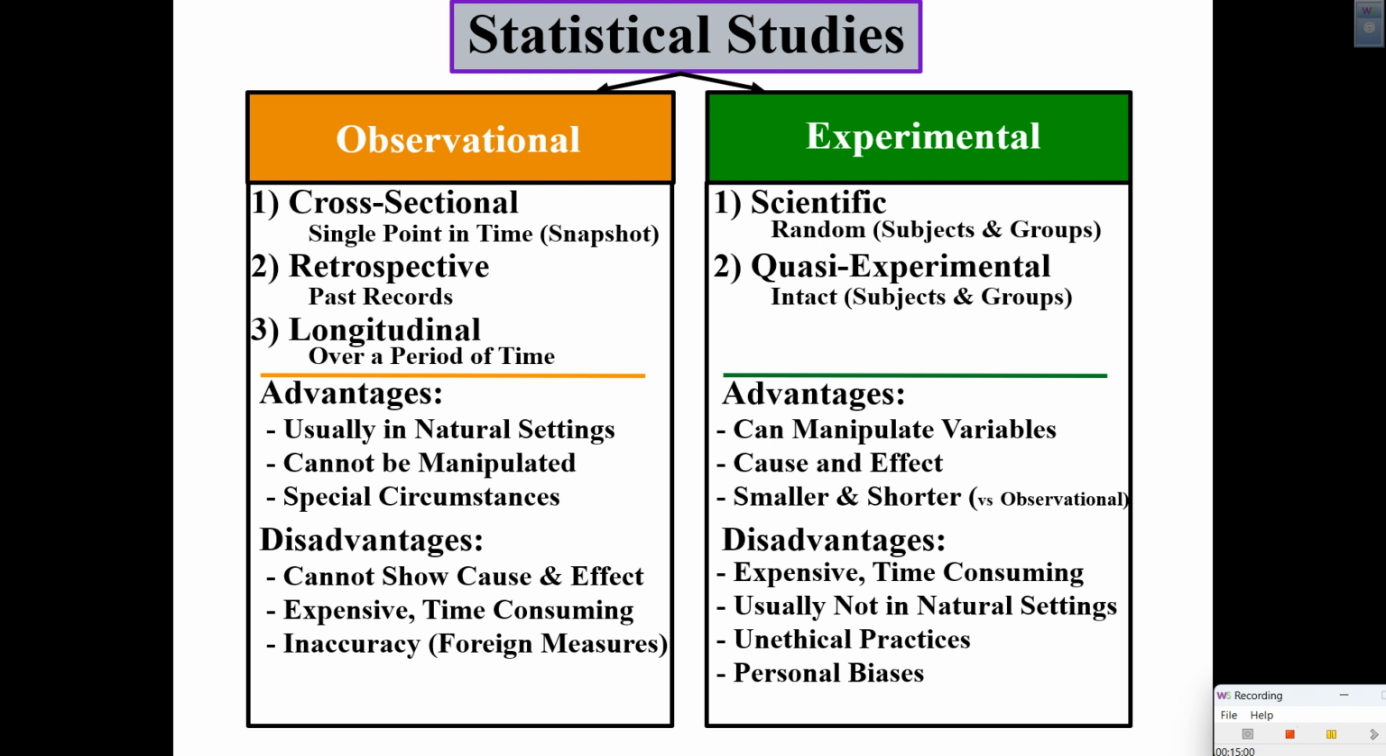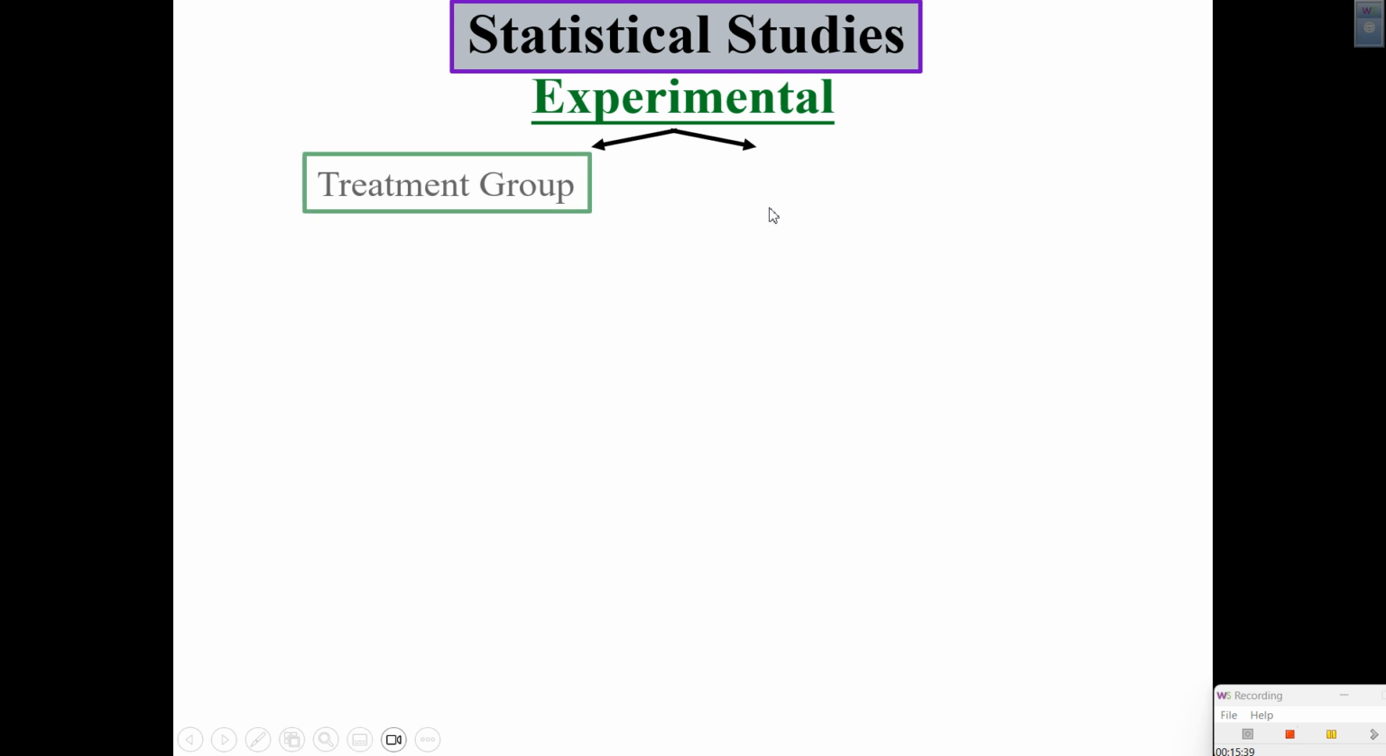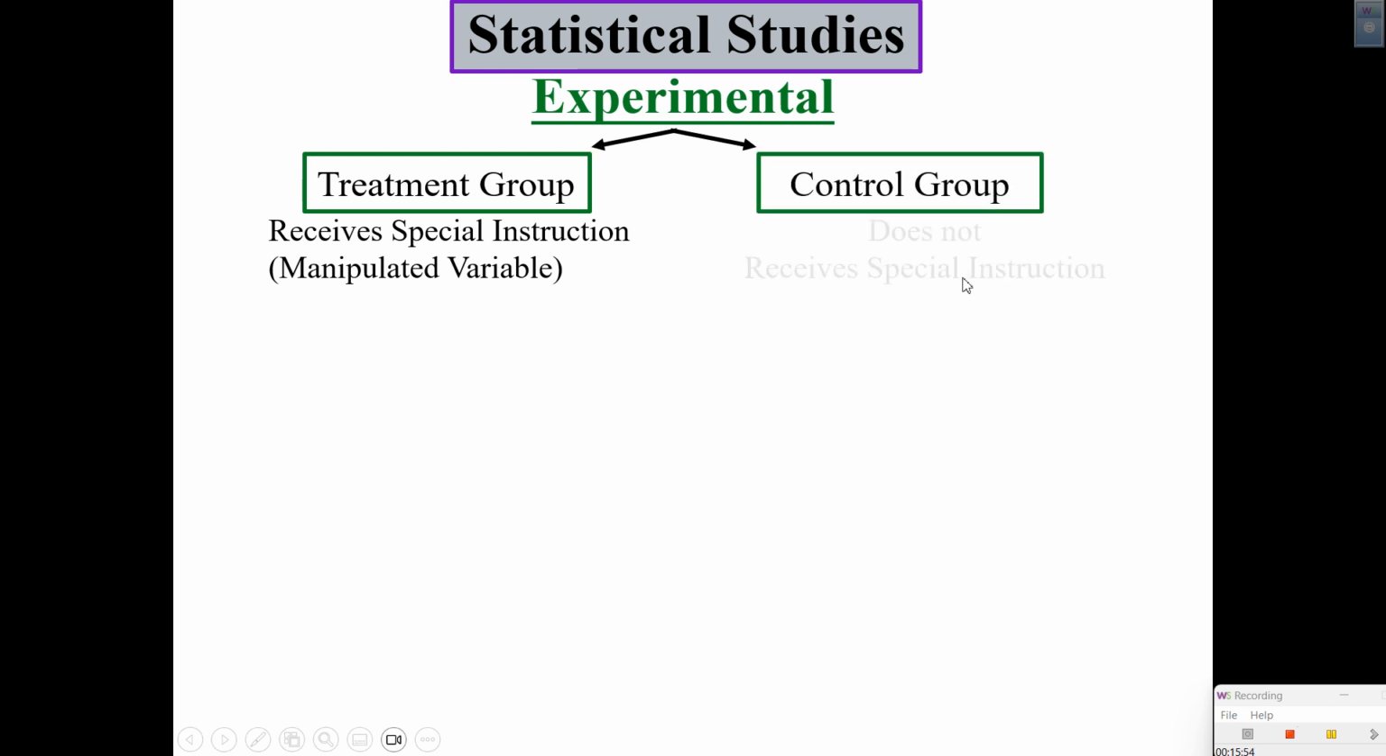All right, here goes the most important part of the next section. Utensils down, look up to the screen. Experimental studies. So, there's going to be two groups. One called the treatment. You're just paying attention. The treatment group is a group that we actually give the variable so they can be manipulated. Whereas, there's a control group that is not given or does not receive any variable.